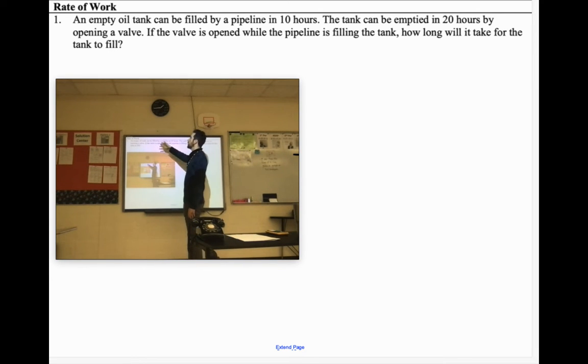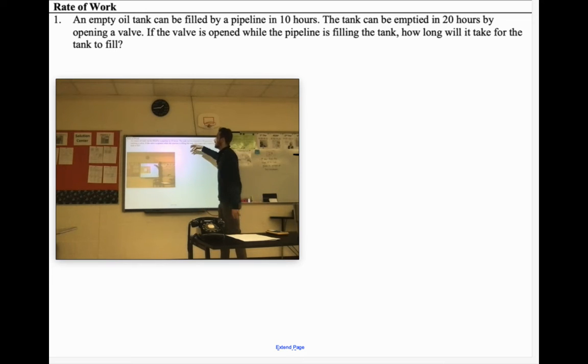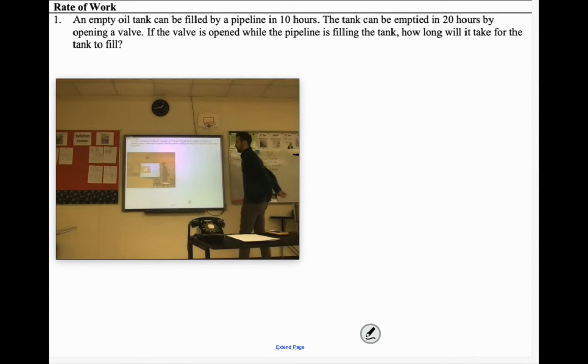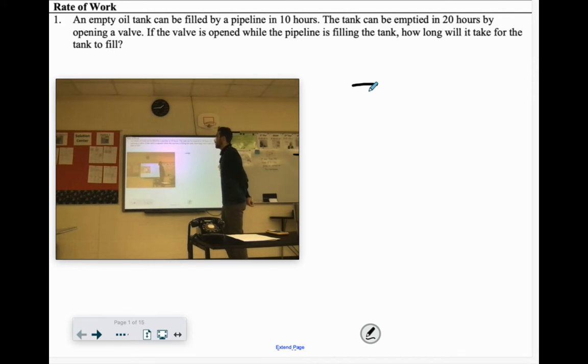An empty oil tank can be filled by a pipeline in 10 hours. Hey, that's familiar. We could say like 1 over 10 if it'll show up. That might show up eventually. The tank can be emptied in 20 hours by opening a valve. If the valve is opened while the pipeline is filling the tank, how long will it take for the tank to fill? It takes me 10 hours to fill this bad boy.